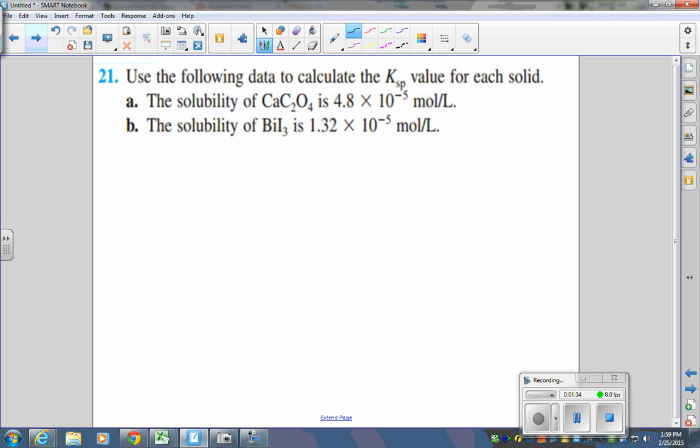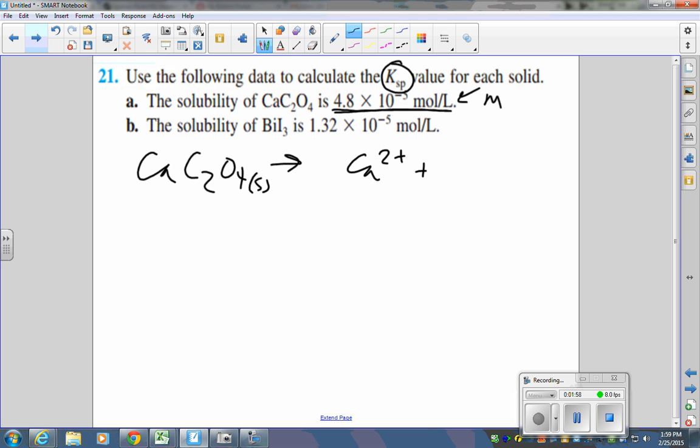Next question. Use the following data to calculate KSP. When they ask us to find KSP, they'll usually give us grams and liters, and we have to find molarity. This problem's a little easier than usual because they're giving us the molarity. So all we have to do is write the expression. The easy way is I always do it in 2 steps. CaC2O4 is a solid. It's going to break into Ca2+ and C2O4 2-. Then if I do a mini ice table, this is 0 and 0, plus S. Ultimately, I get S and S.